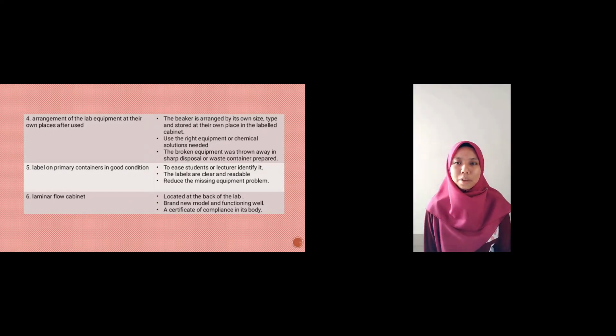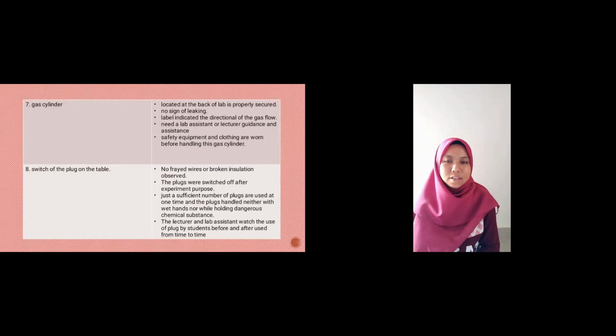The sixth inspection is the laminar flow cabinet. The laminar flow cabinet is located at the back of the lab. It was a brand new model and functioning well. The laminar has a certificate of compliance in its body.